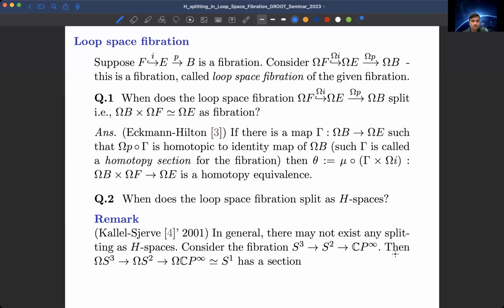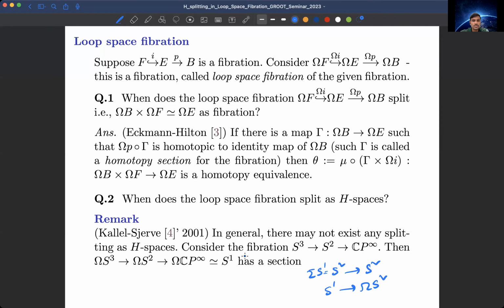So we actually have a fibration ΩS³ → ΩS² → S¹, and this fibration actually has a section. Because if I consider the identity map S² to S², I can think of S² as the suspension of S¹, and if I take the suspension-loop space adjunction, I have a map S¹ to ΩS², and that will serve as a section for this fibration.